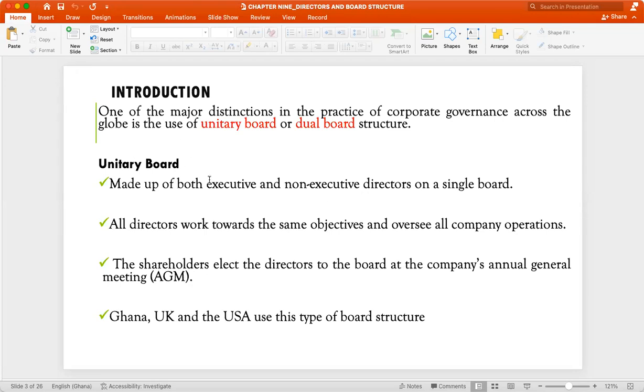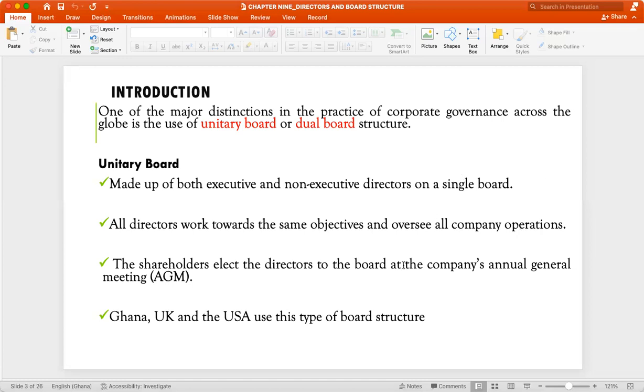So in the unitary board, you have both the executive and the non-executive coming together to form a single board, as the case is in Ghana, okay? We'll look at the dual board and you'll understand what I'm talking about. Then all directors work towards the same objectives and oversee all company operations. So in the unitary board, the roles are the same, all right? Both the executive and non-executive come together to serve the same objectives.